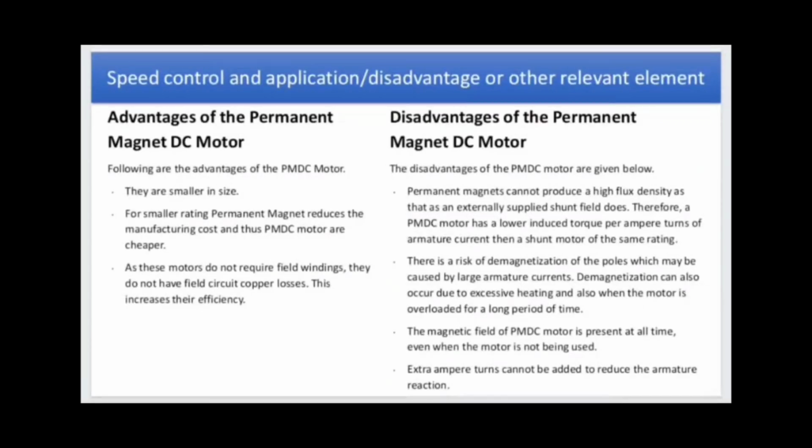There is a risk of demagnetization of the pole, which may be caused by large armature currents. Demagnetization can also occur due to excessive heating and also when the motor is overloaded for long periods of time. The magnet field of a PMDC motor is present at all times, even when the motor is not being used. Extra ampere turns cannot be added to reduce the armature reaction.